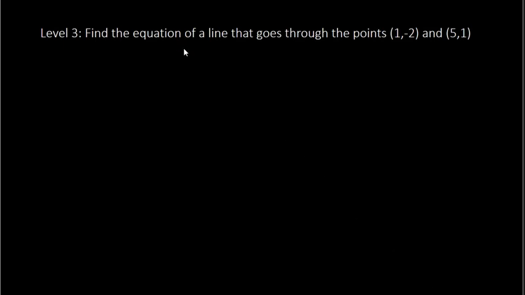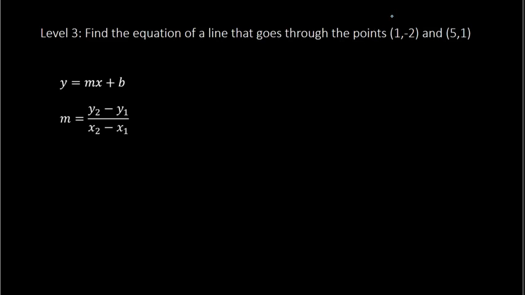Now let's jump to a level 3 question. Level 3 is the most difficult kind because we do not know the slope or the y-intercept. So I must find both from these 2 points. Well, I know the equation will be y equals mx plus b. Now I don't know m or b, but I know the 2 points. And from any 2 points, I can determine the slope with the slope formula, which is y2 minus y1 over x2 minus x1.